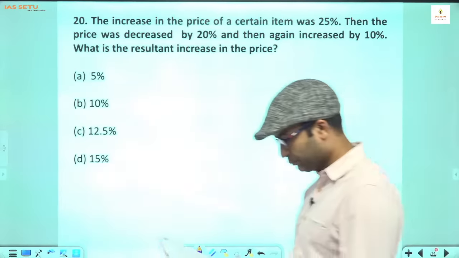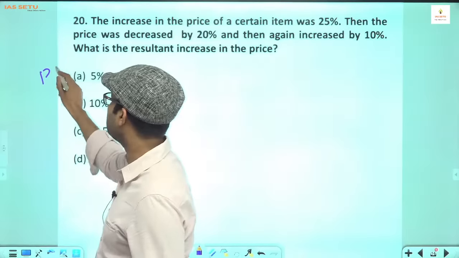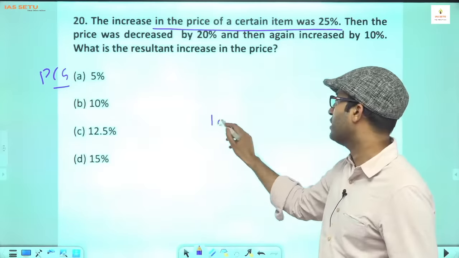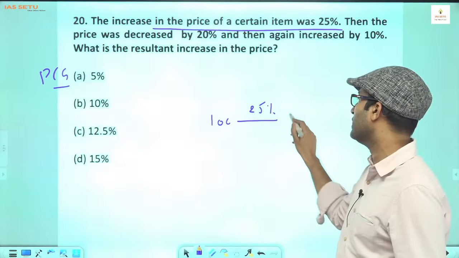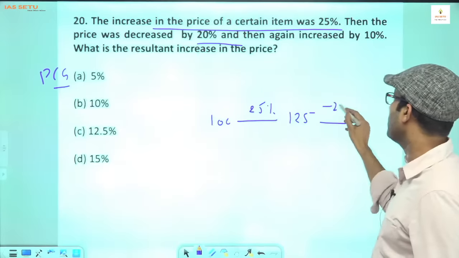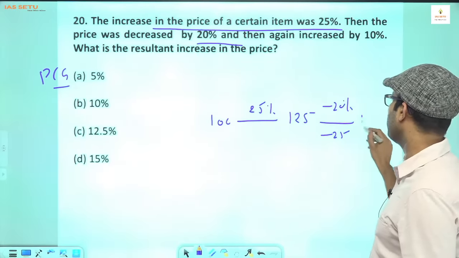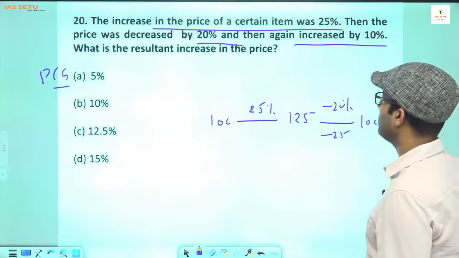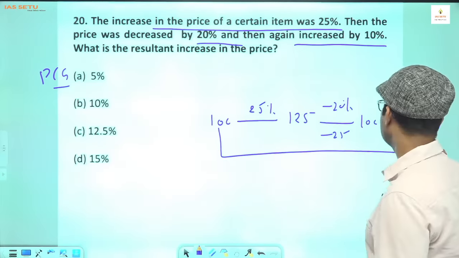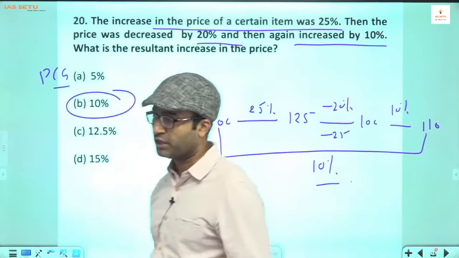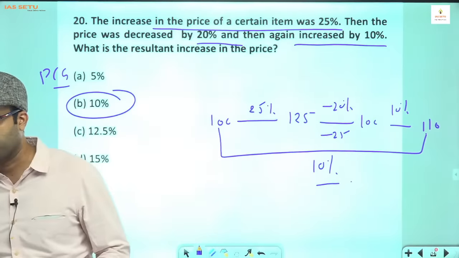Question number 20. The increase in the price of a certain item was 25%. From 100, a 25% increase, it becomes 125. Then the price is reduced by 20%. What is 20% of this 125? That is 25, so it becomes 100. Then again the price is increased by 10%. It becomes 110. What is the resultant change in the price? Overall there is a 10% increase. So for question number 20, our answer is B. A 10% increase is coming overall.